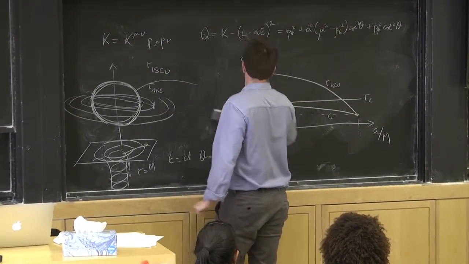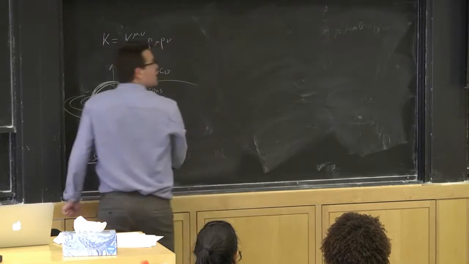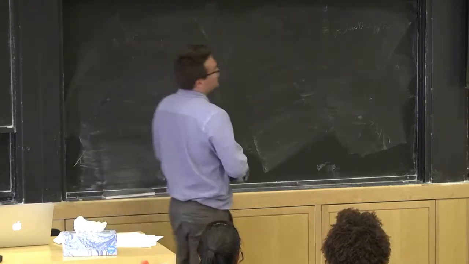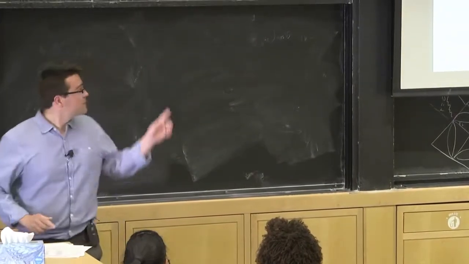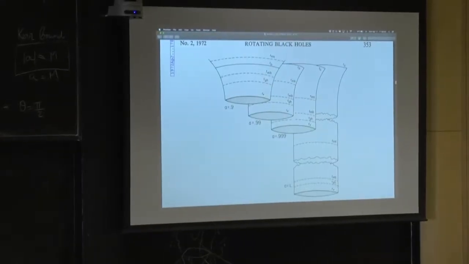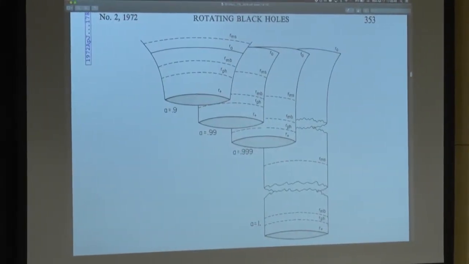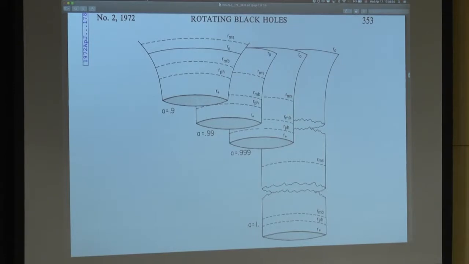OK. So to wrap up, let me quickly say a few more things about this throat, and then I'll end. So this paper that I'm showing you up there is from 1972 by Bardeen, Press, and Teukolsky. And it took over 20 years before Bardeen wrote a follow-up paper with Horowitz in which they described the actual space-time geometry of this throat by itself. And they did so in a very interesting way.